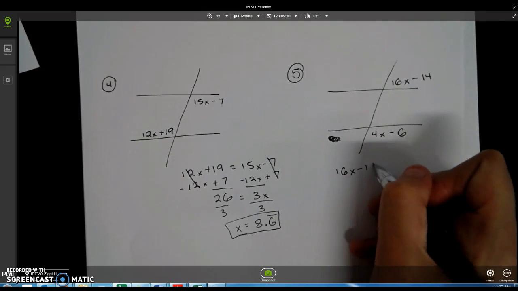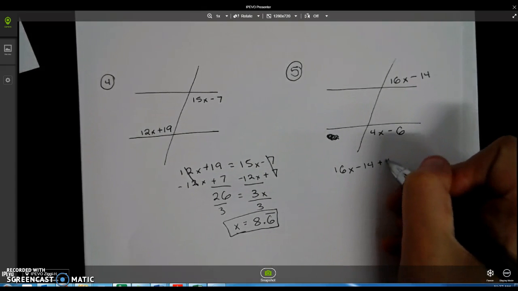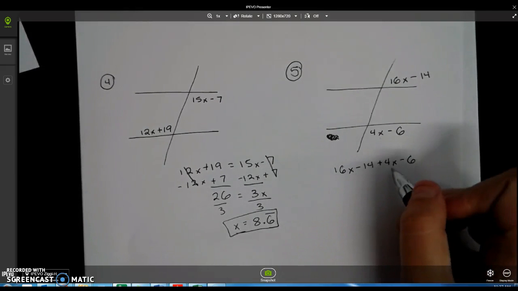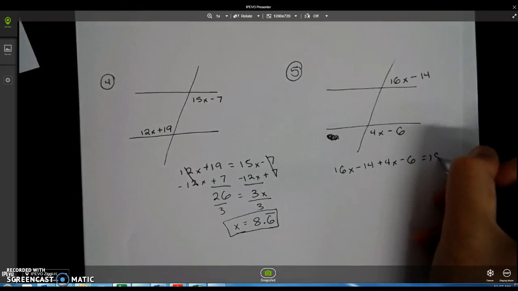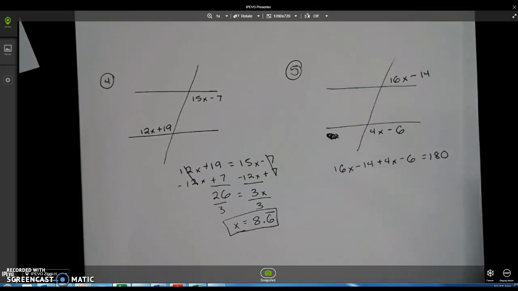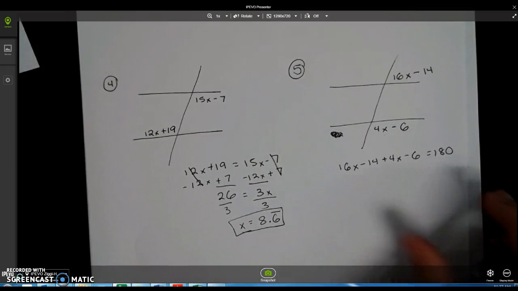And when I do that, I literally do what I said. I add together what I have. So 16x minus 4, 4x minus 6 is equal to 180 degrees. Because these two angles should add together to be supplementary, which means a line or 180 degrees.